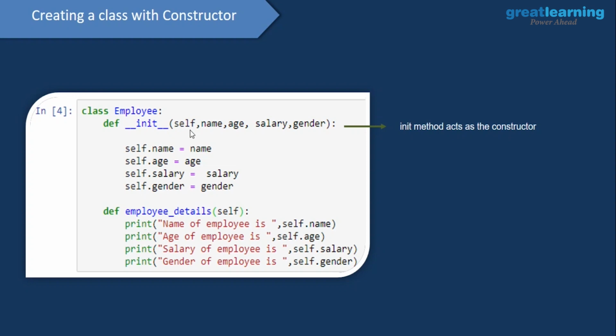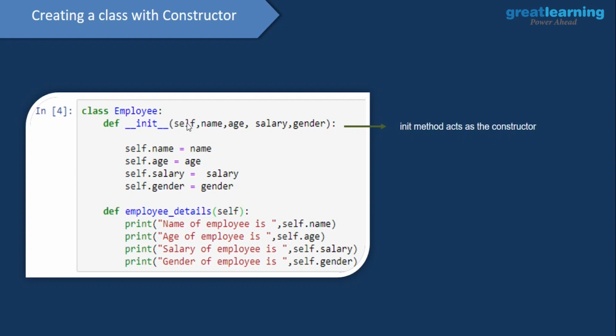And as I've told you, with the help of a constructor, we will be able to assign values to the attributes during object creation itself. So obviously we will have some parameters inside this, and with the help of these parameters, we'll be able to assign values to the attributes.